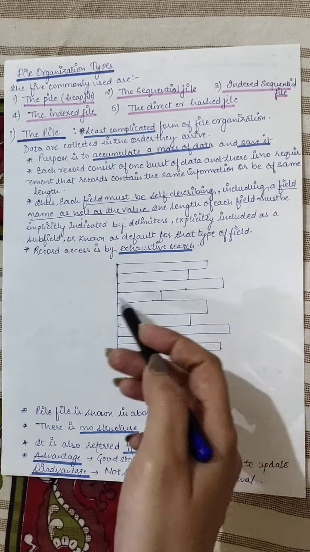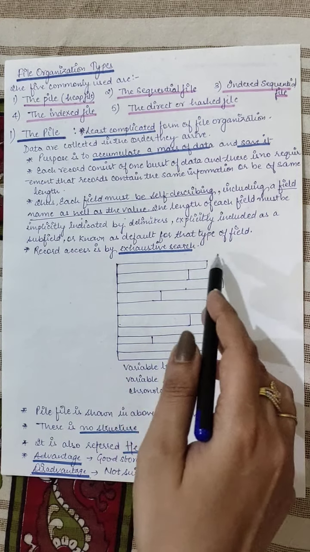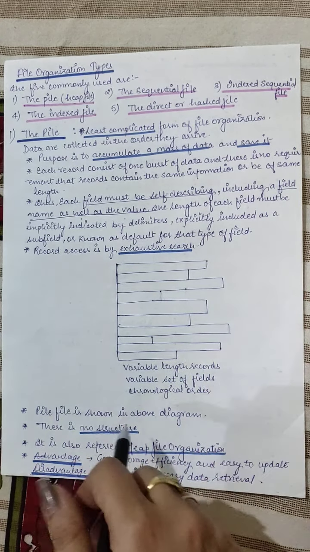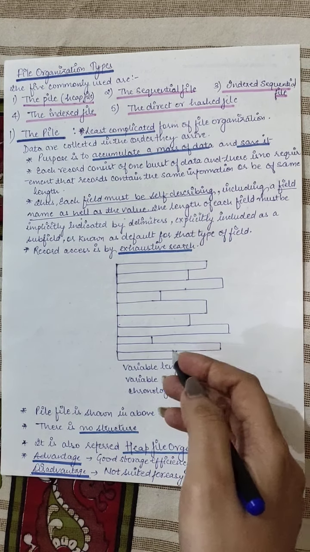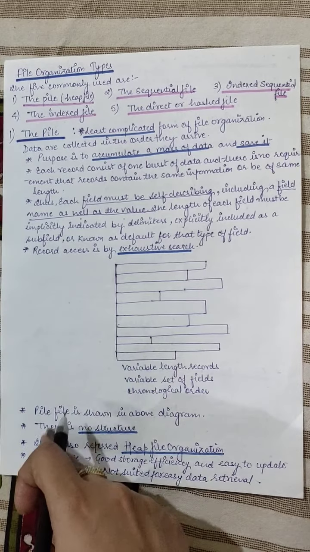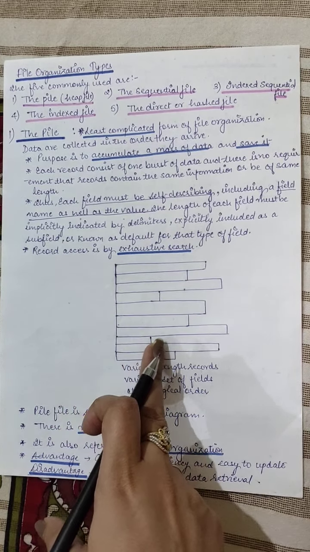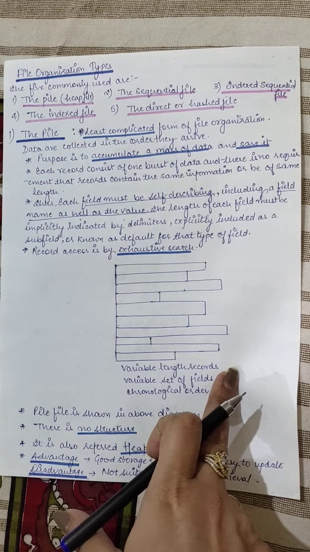This is the data stored in different records, and no record has the same length or any fixed format. So variable length records are possible. Variable set of fields, that means one student has name and roll number only, another student has name, roll number, mobile number. That means there is a variable length of records.